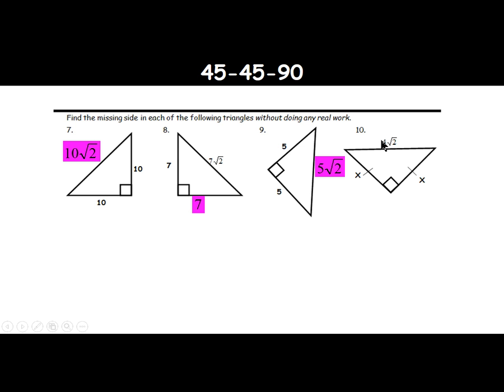They have to be the same thing. So if the hypotenuse is 4 root 2, then each of the legs will have to be what? Each of the legs will have to be 4. Good.